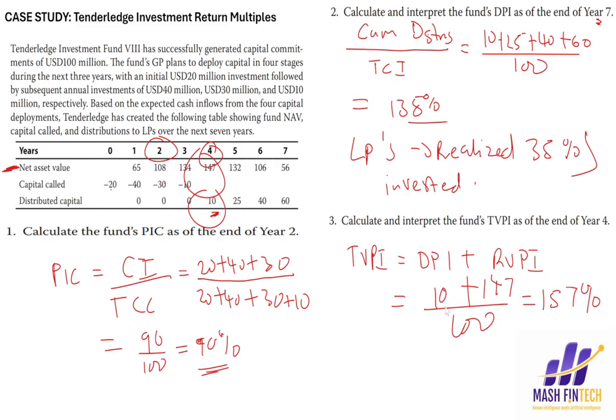157%. Okay. So most of the value of the fund is unrealized by the end of year 4. Most of the fund is the residual, the unrealized amount. Only 10% has been distributed to the limited partners. All right.